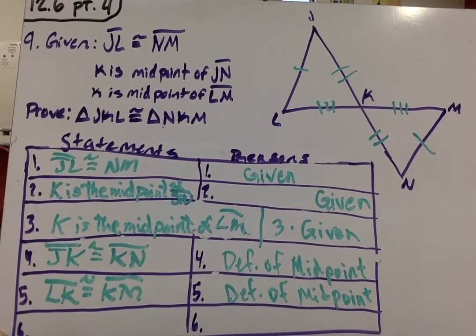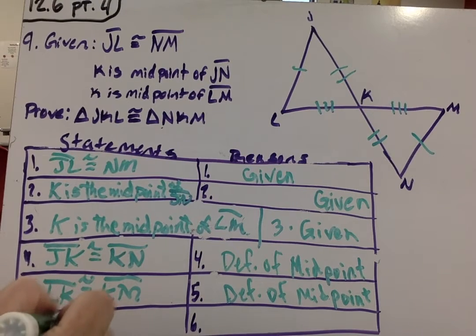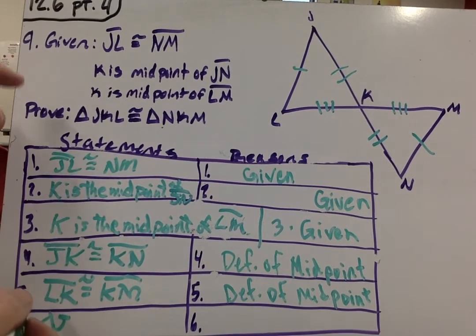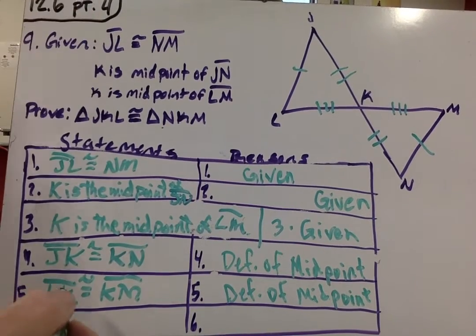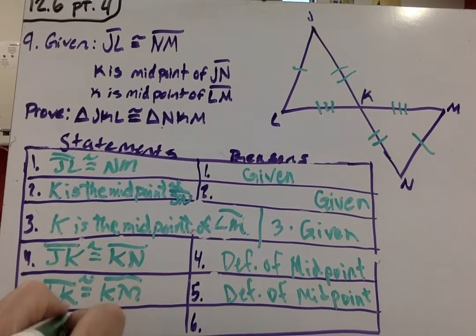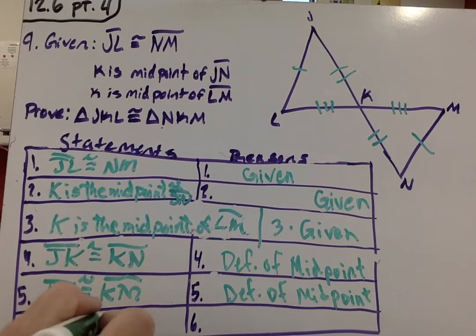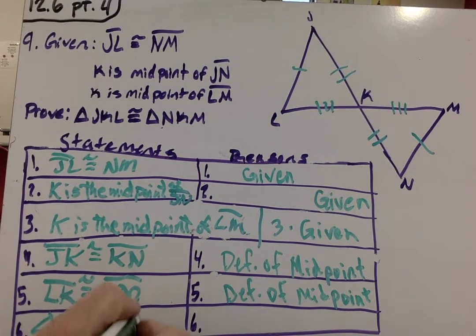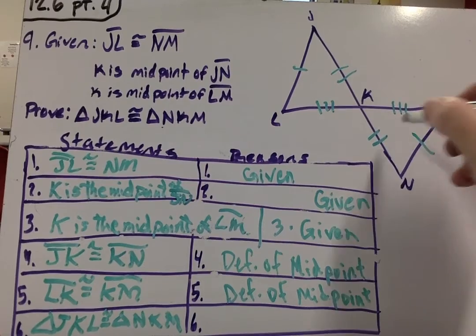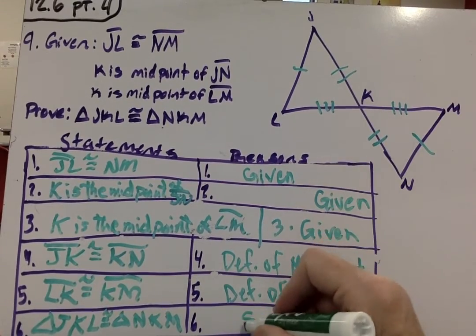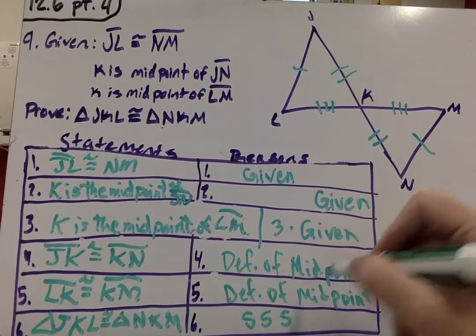Okay, now I think we can prove that 2 triangles are congruent. Triangle, again, the last one is what you're trying to prove. The first ones are always what is given. Okay, so triangle JKL is congruent to triangle NKM. Why do we know that? Side, side, side. By side, side, side congruency.